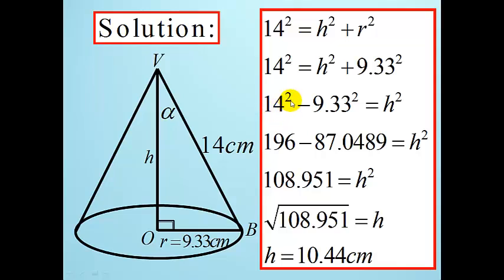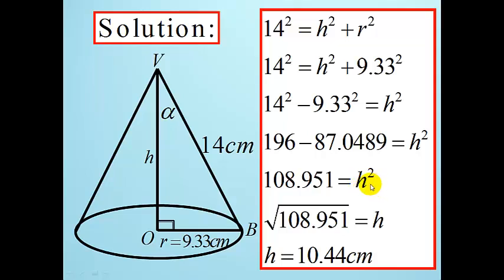Now 14 squared is equal to 196, minus 9.33 squared, which will be equal to 87.0489, and this is equal to h squared. Now when we subtract 87.0489 from 196, the result is 108.951, and this is equal to h squared. Take note that we are solving for the height, not the square of the height.